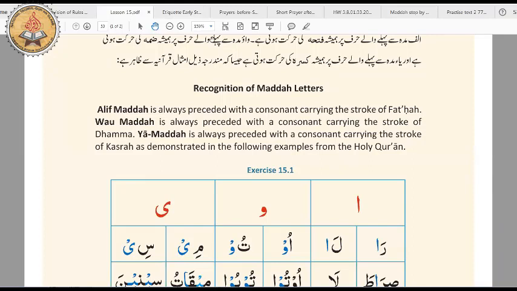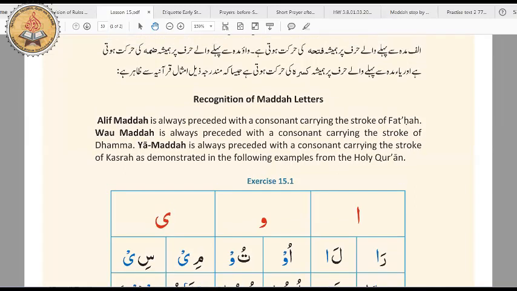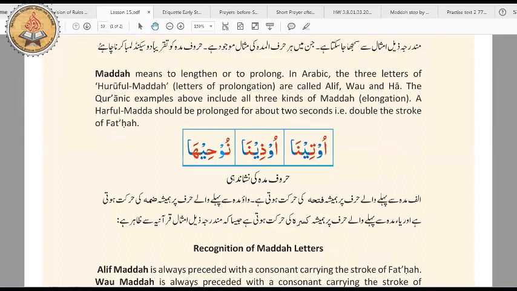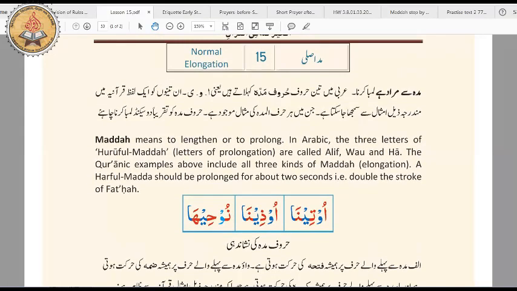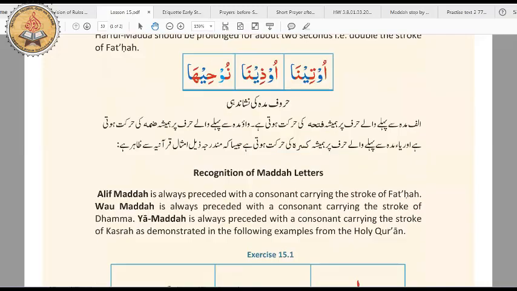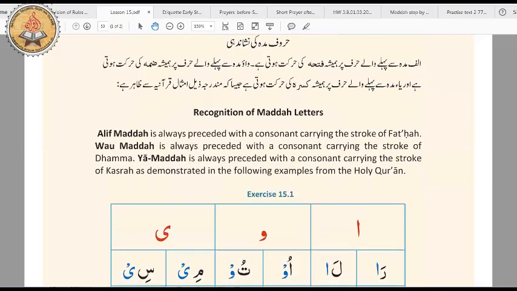Remember, Madda is our elongated letters, our normal elongation. Okay, so let me just quickly fly through. We've done this all before, so let's just fly through it. We have 3 letters of elongation: Alif Madda, Waw Madda, and Ya Madda. Okay? They will extend our letters for 2 seconds.